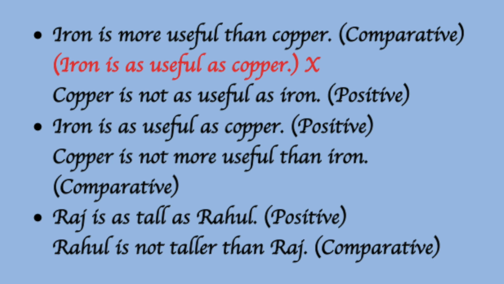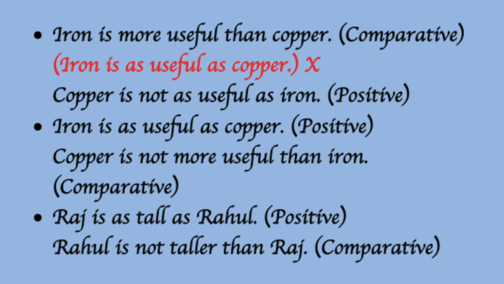As plus adjective plus as. Let's change this into comparative degree. We can't say iron is more useful than copper, or copper is more useful than iron. Here we have to say copper is not more useful than iron. Then the meaning will be correct.